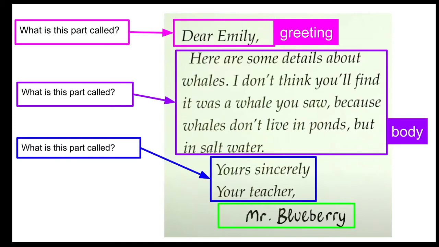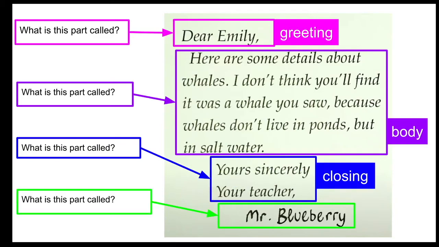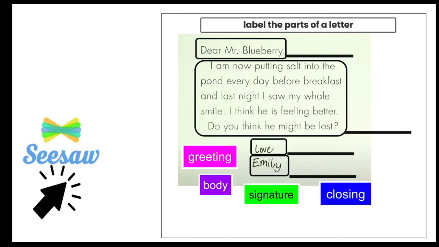What is this part of the letter called? Again, it's the closing. You are a rock star. How about this part of the letter? Wow, 4 for 4. That's the signature. Great job, everyone. Okay, writers, we learned about 4 parts of a letter today.